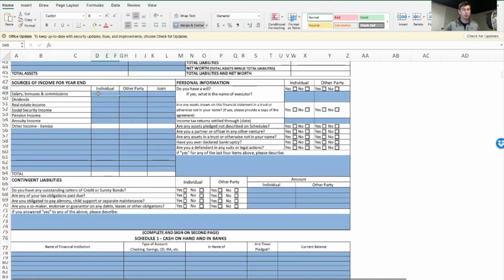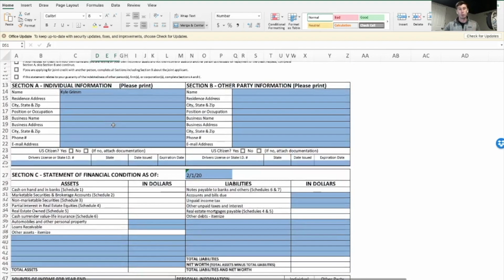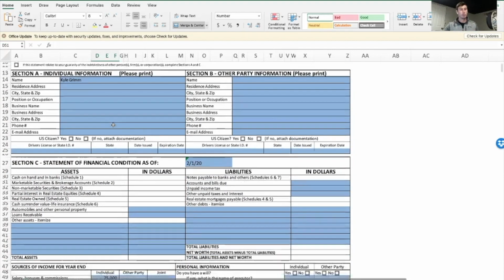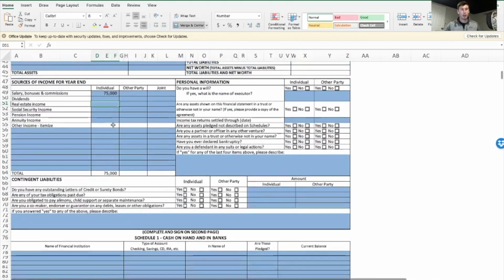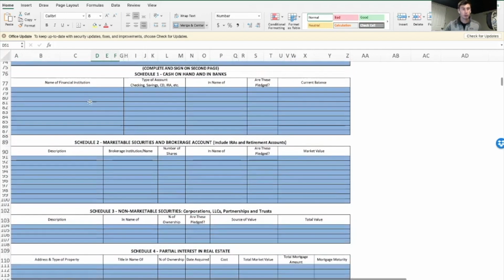Here's some more information like salary, like maybe you make, let's just put like $75,000 a year. Dividends, that's money that you'd get paid out. Real estate income. We're not going to fill any of this out because this doesn't actually affect your net worth, because that's just yearly income. So we're not really going to worry about any of this up here. What we really worry about is down here.